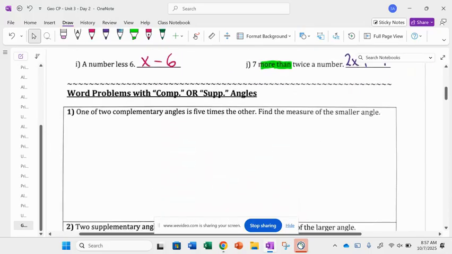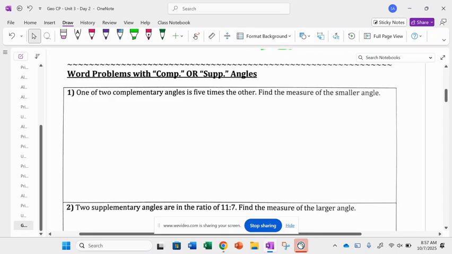So we're getting into word problems. And with the word problems, we have one of three scenarios. One scenario will be it just says complementary angles. Another scenario, it just says supplementary angles. And the third scenario, it says supplement and complement in the same word problem. So to start, let's talk about when it's only supplementary angles or only complementary angles.